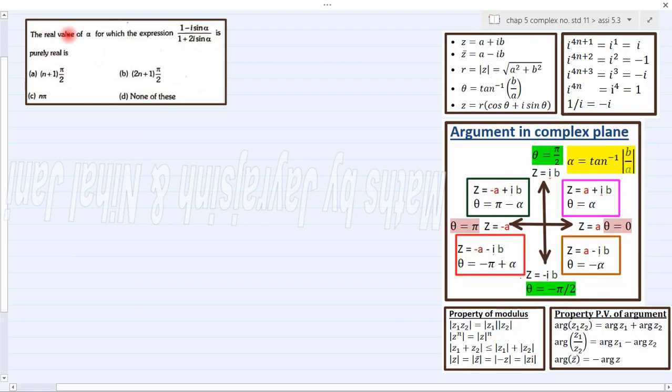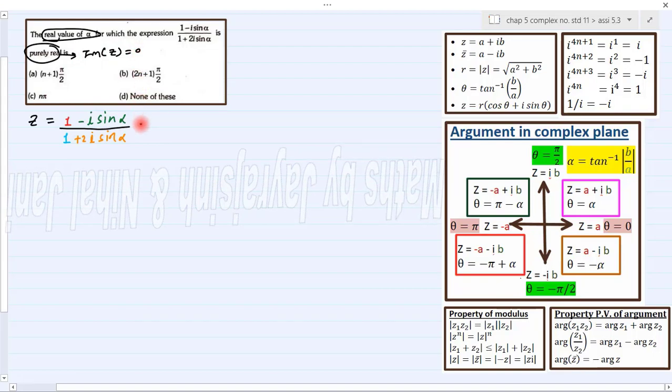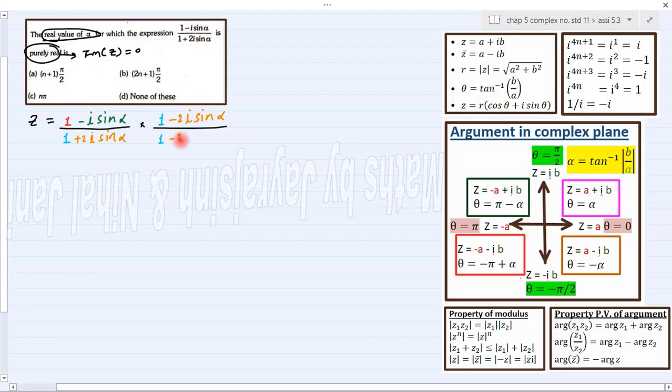Here we have to find the real value of alpha, for which the complex number (1 - i sin alpha) upon (1 + 2i sin alpha) is a purely real number. That means the imaginary part of z is 0. So let's find the imaginary part by converting our complex number into standard form. For that, we have to multiply and divide by the conjugate of the denominator, which is 1 - 2i sin alpha.